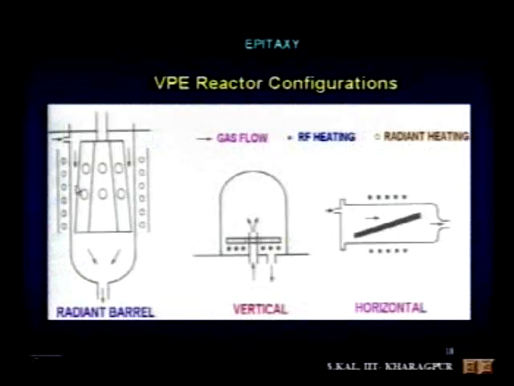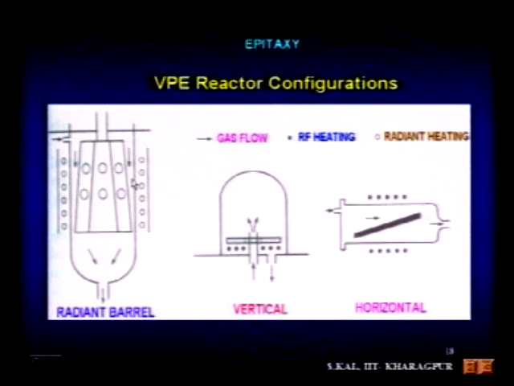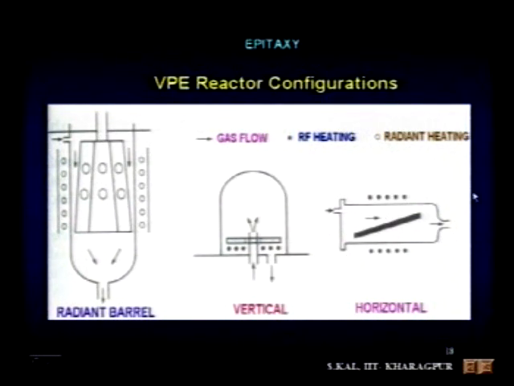So in the case of radiant or barrel reactors, we use RF induction heating. Radiant heating. We use radiant heating. In the case of the horizontal reactor, sometimes RF heating is also used, and the gas is flowing here. Basically, the gas flow in barrel reactors and horizontal reactors is the same. You see, because here it is on the surface like this, parallel to the surface, and in this case also the gas flow is parallel to the surface here.